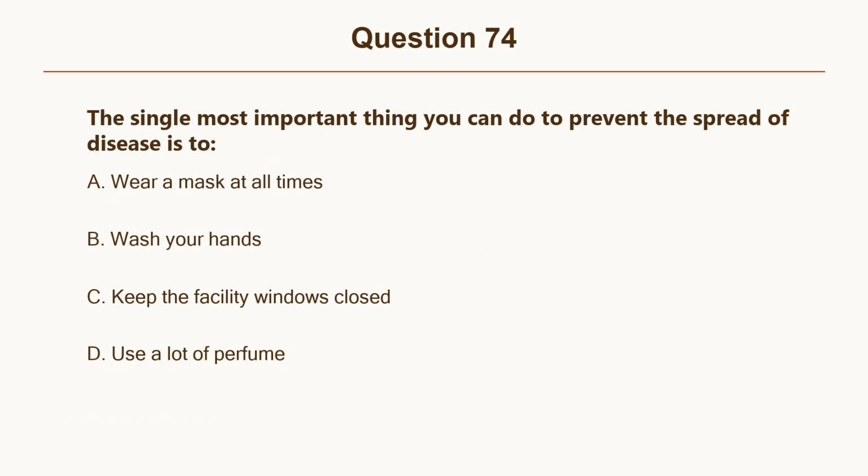Question 74. The single most important thing you can do to prevent the spread of disease is to: Option A, wear a mask at all times. Option B, wash your hands. Option C, keep the facility windows closed. Option D, use a lot of perfume. The correct answer is option B, wash your hands.